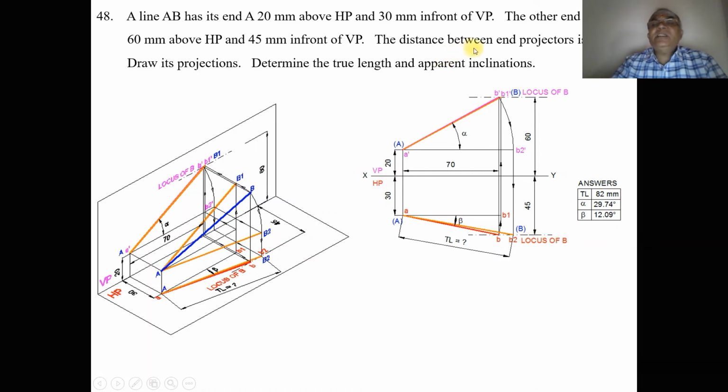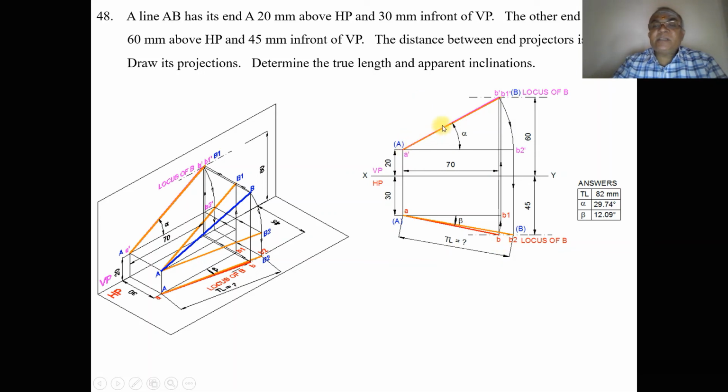As we know that the distance between the end projectors is 70 mm, you have a projector A and from here you measure 70 mm horizontally. Then you mark this point and draw a vertical projector, so that it cuts the locus of B here and also the locus of B here. Then mark this point as B dash and this point as small b.